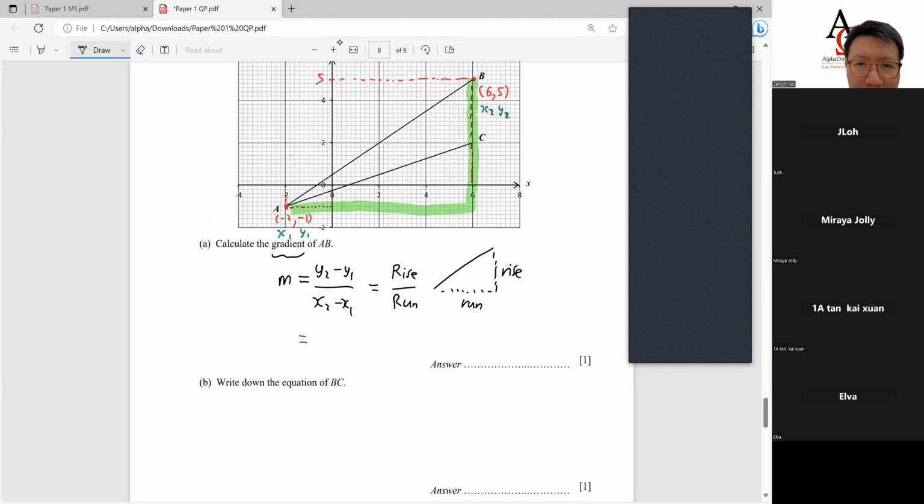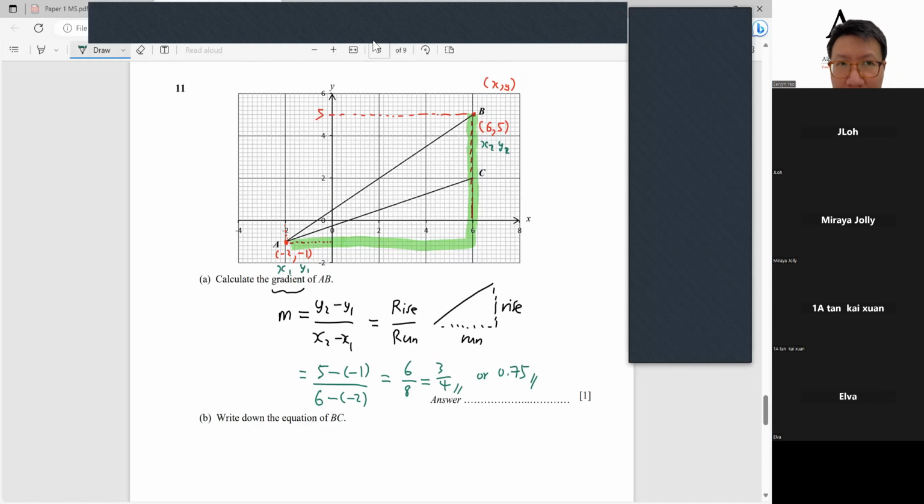Okay, so the working here, y2 is 5. So 5 minus -1 over 6 minus -2. And you will get the gradient to be 6/8, which is 3/4. Okay, of course, we also accept 0.75. Okay, so that's how you find gradient. All right. Okay, I'll give you a while to copy down first if you need. You can almost guarantee the gradient will be tested for your exam. Okay, so please remember the formula. Rise over run, or y2 minus y1 over x2 minus x1.